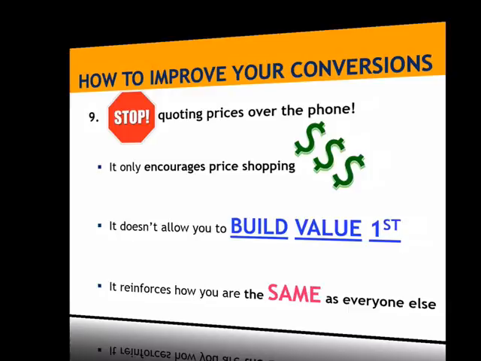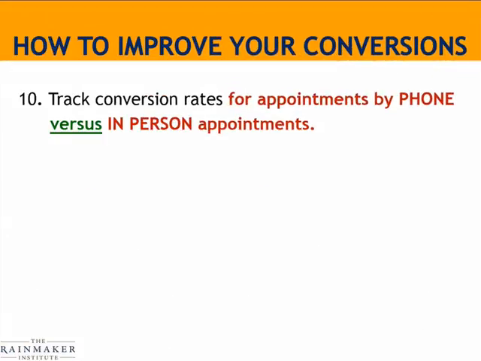Okay. Number 10, track conversion rates for appointments by phone versus in-person appointments. Now this is very, very instructive, so pay attention to this. This is a family law firm, I believe it was, in Denver with 5 attorneys, and we work with all kinds of attorneys, from commercial litigation, intellectual property, all the way to every kind of consumer practice out there. So this family law firm in Denver had 5 attorneys.